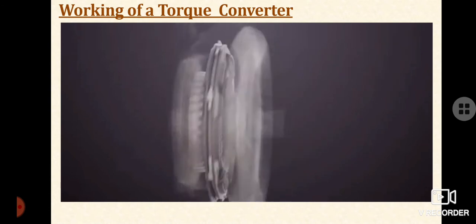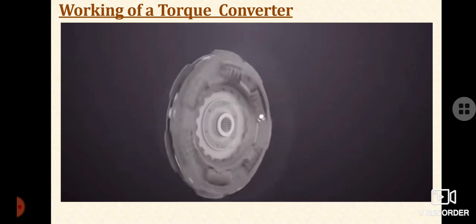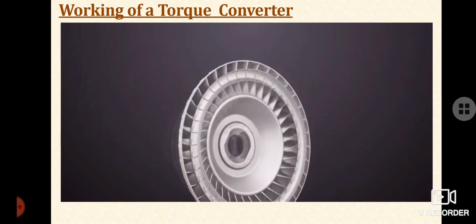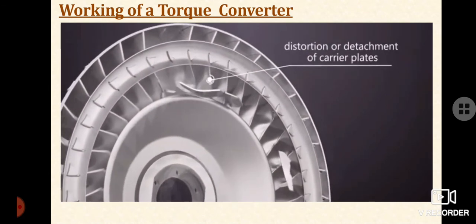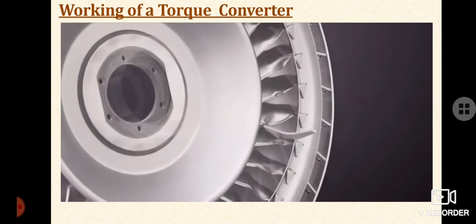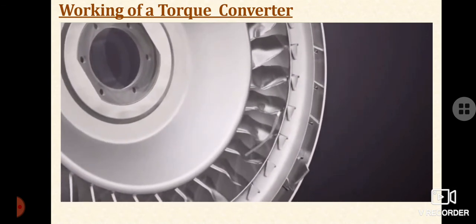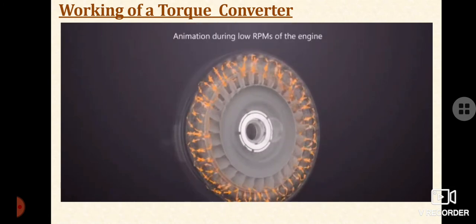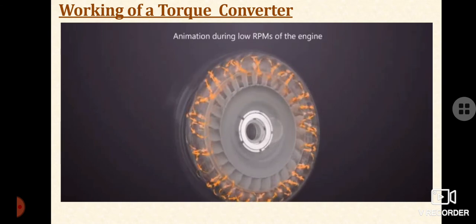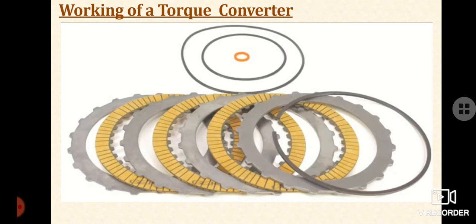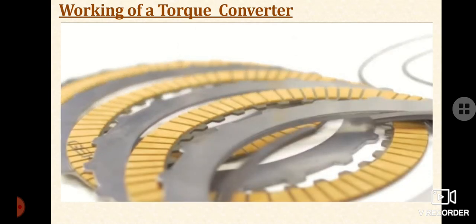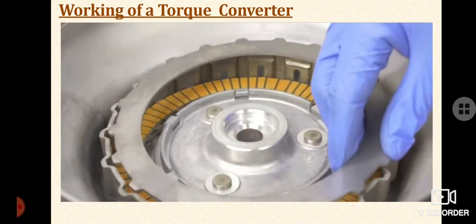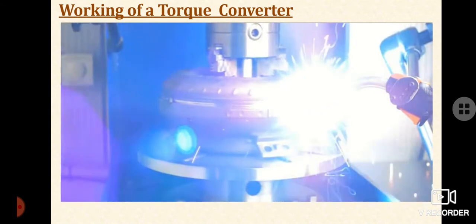So it is showing the working of the torque converter. Distortion, detachment of the parts. It shows when RPM is very low. How these are installed. Welding takes place.